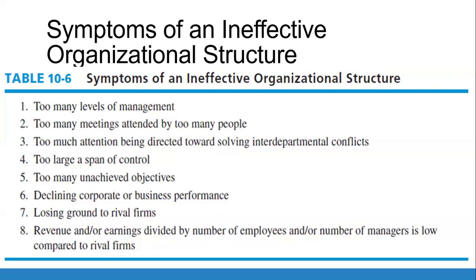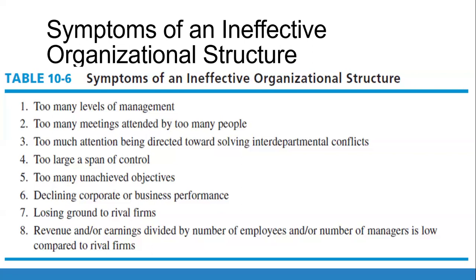In the same vein, another symptom of an ineffective organizational structure borders on losing ground to rivals. So, when in a competitive environment your rivals are always having an edge over you, then it suffices to say that the strategy you are pursuing is not attuned to the structure you have in place. And so, you need to check your structure and the strategy again.